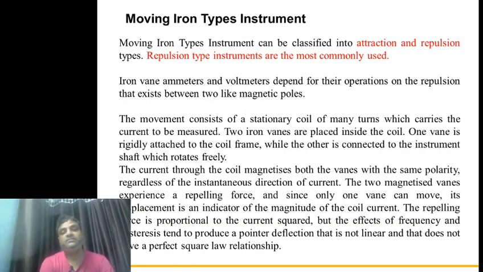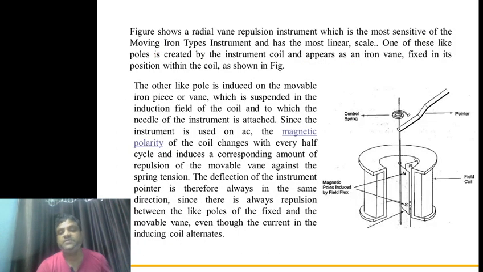The movement consists of a stationary coil of many turns which carries the current to be measured. Two iron vanes are placed inside the coil. One vane is rigidly attached to the coil frame while the other is connected to the instrument shaft, which rotates freely. See this particular diagram.